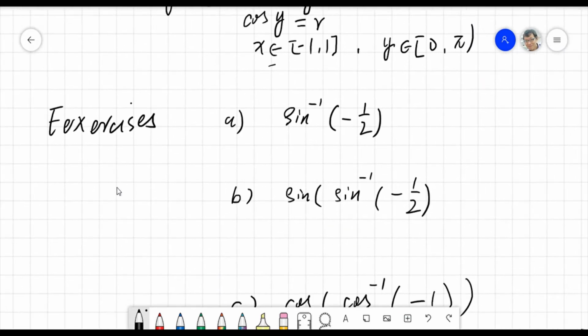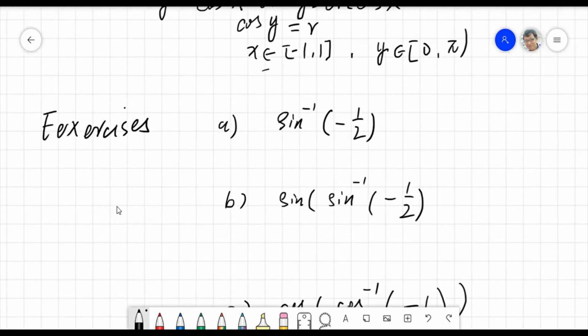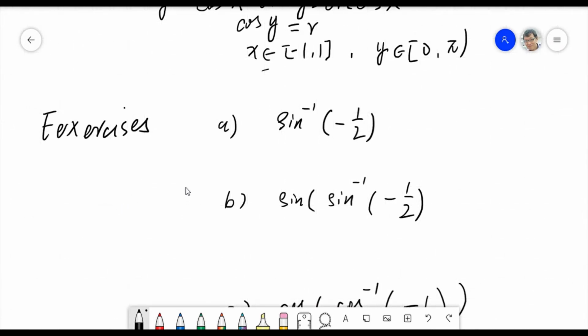The first exercise is y equals sine of -1/2 to the -1, which we can also call arcsine of -1/2. What does that mean? In fact, this is to find y, which is an angle, in radians. So how do we count this one?